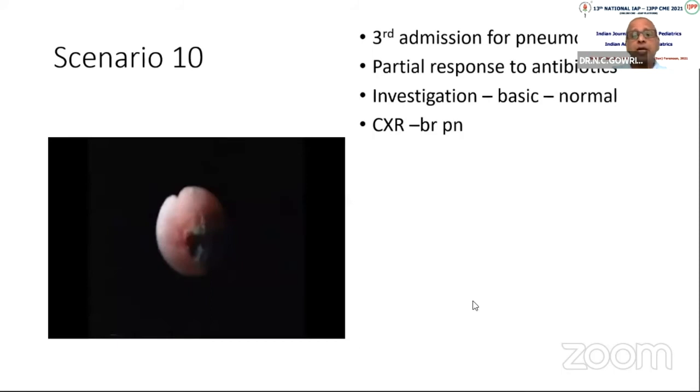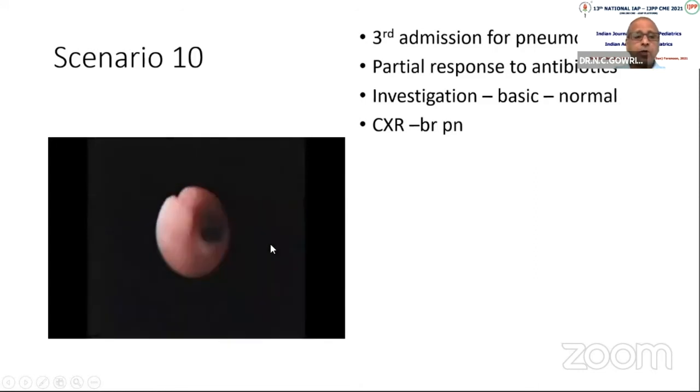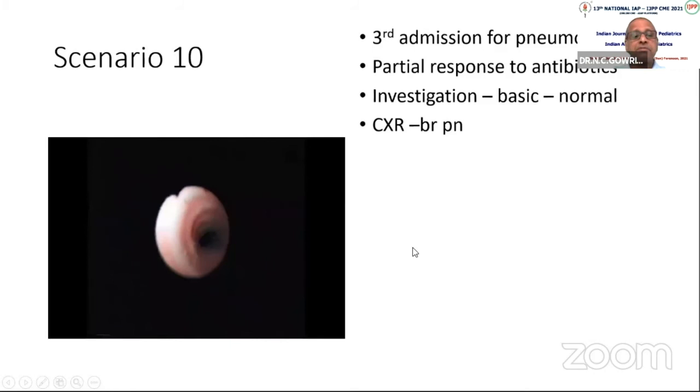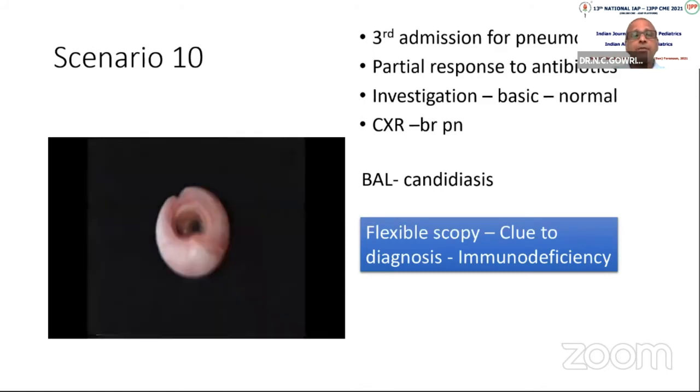This is the child who had third admission for pneumonia, not a partial response to antibiotics. Basic investigations normal, X-ray shows bronchopneumonia. You look at the trachea, look at all the white patches sticking on to the tracheal wall. We did a bronchoalveolar lavage. All these white things turned out to be candida, so helps in diagnosis of candidiasis in the respiratory tract. It gives a clue to the diagnosis of immune deficiency.